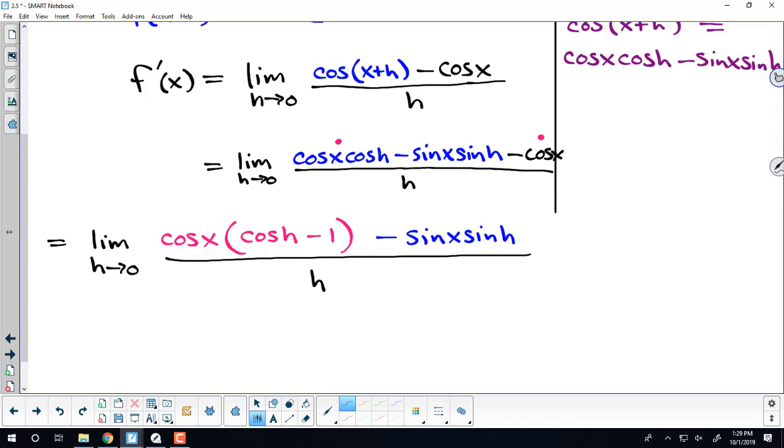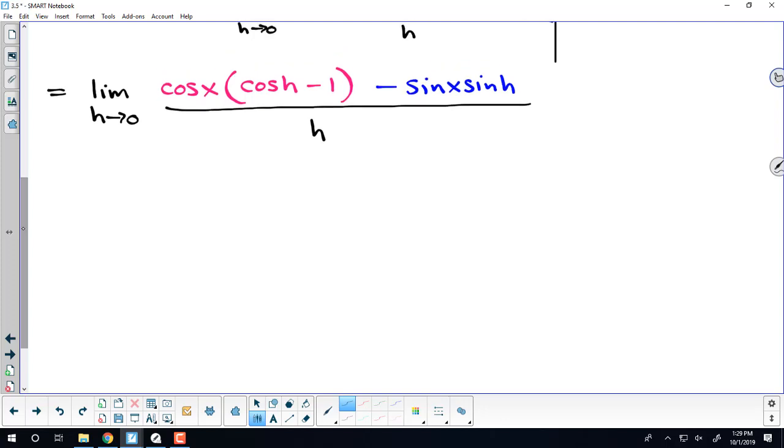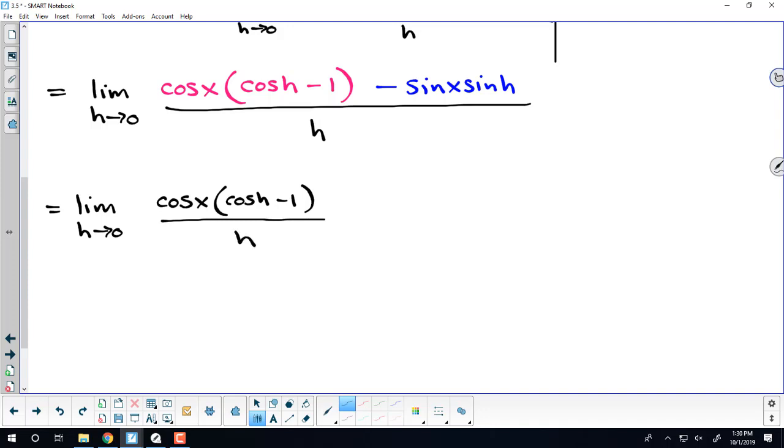So the trick here at this point is to split this up into two. So we're going to have our cosine pieces over h and our sine pieces over h. Just split those up.